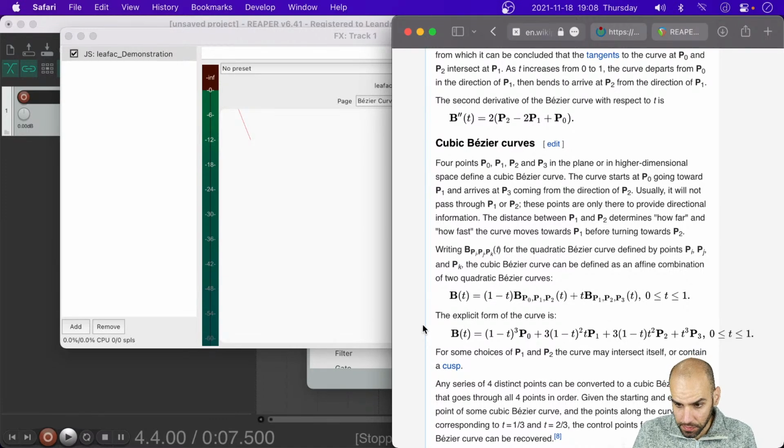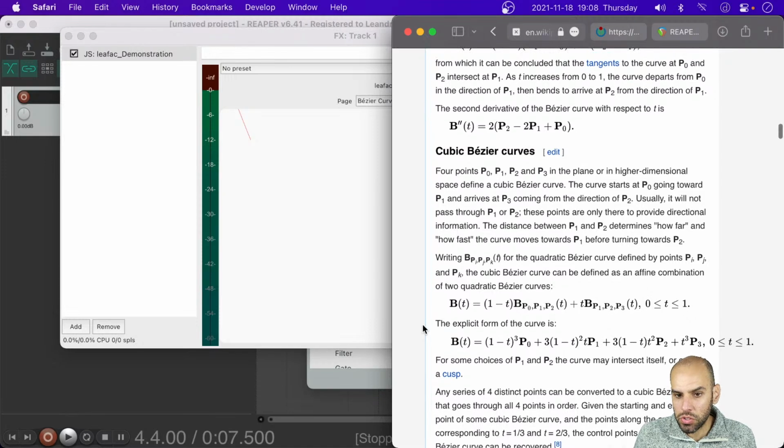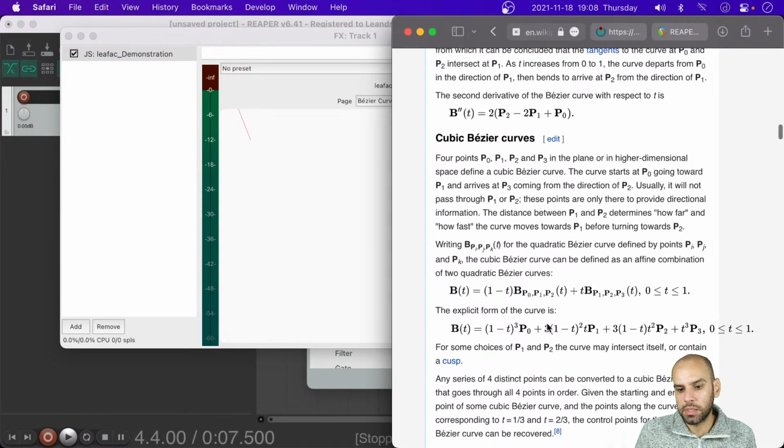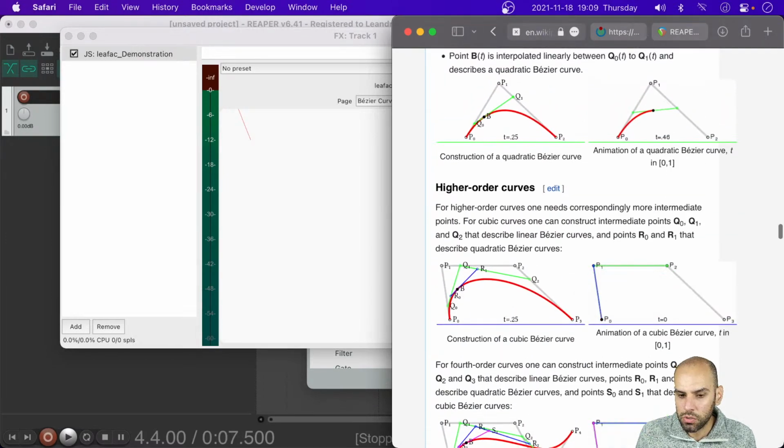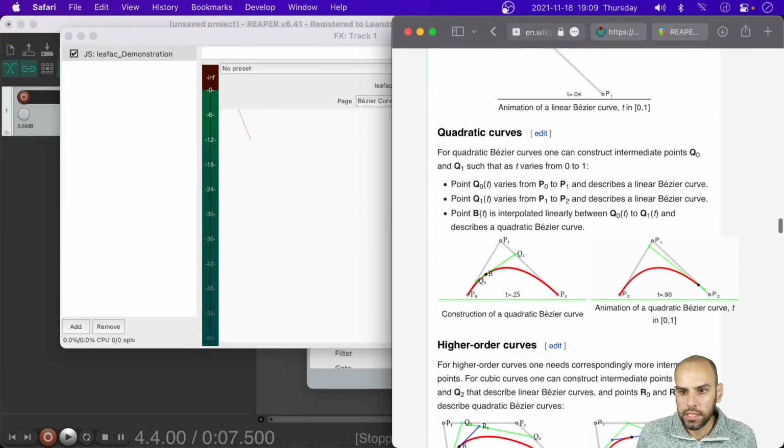Okay, so there are two ways to think about this. You can just use the explicit formula and implement it in much the same way that we implemented the other formula, but we can try to reason about what's going on. So let's use the figure on the Wikipedia article to actually reason about how Bezier curves work, which is kind of a cool idea.